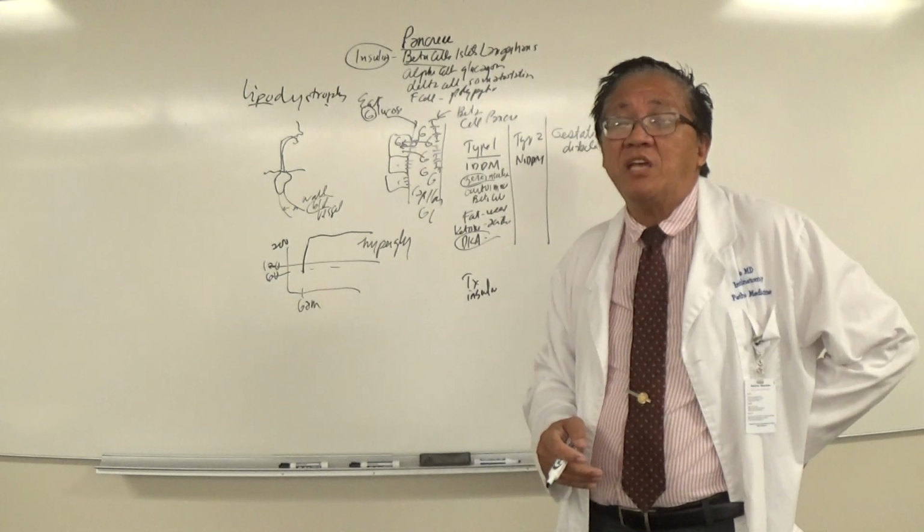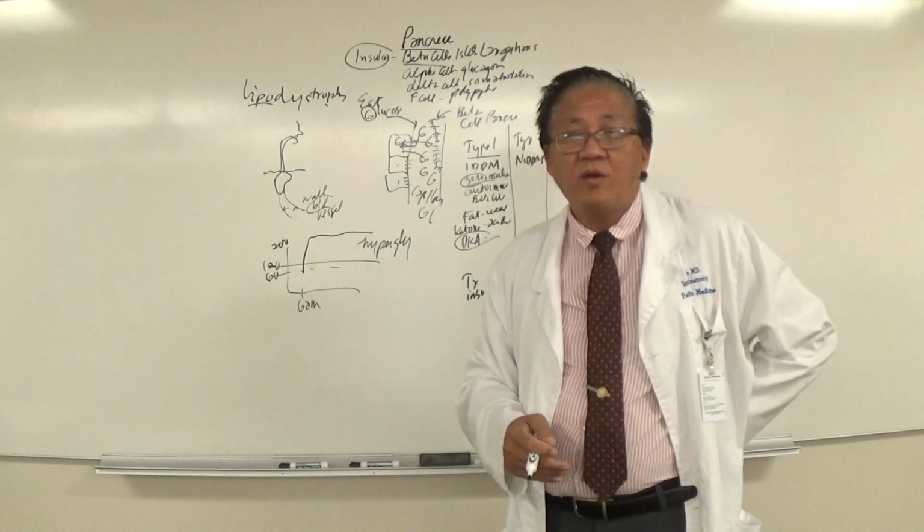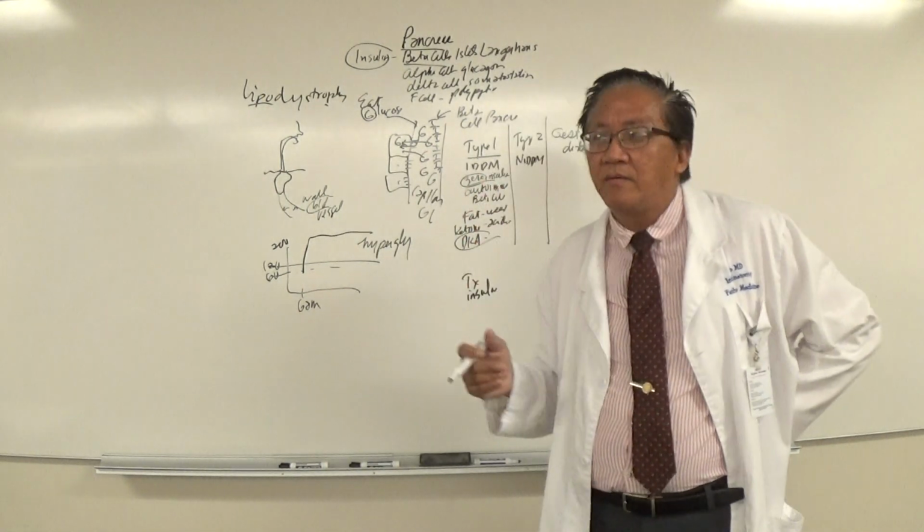What would you expect the pH to be? Low. What do you mean low? You have to give me a number. Less than what? Less than 7.5.